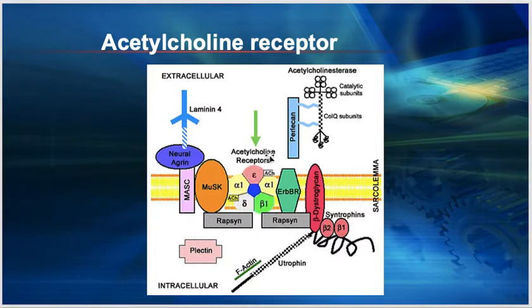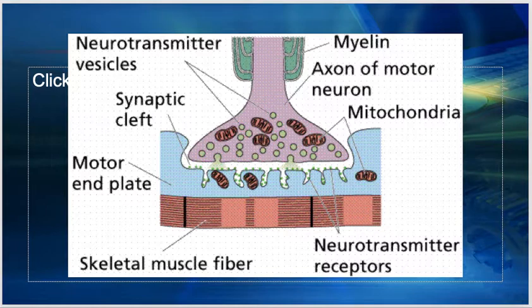binds with this receptor, and then it opens, and when it opens, it permits the cations, chiefly sodium, to go inside, which causes a depolarization. Then muscle contraction starts, with actin and myosin and all this stuff, right? Now this process is quickly stopped by acetylcholinesterase, which basically dissolves whatever acetylcholine is present over here, right?